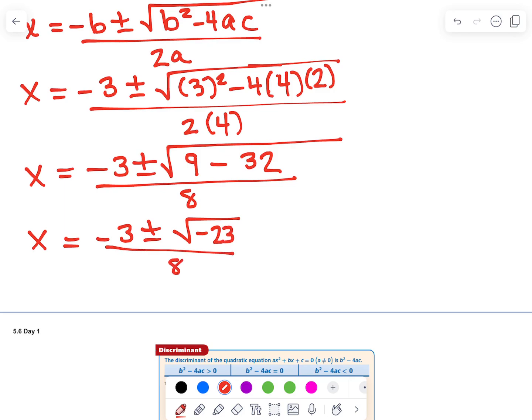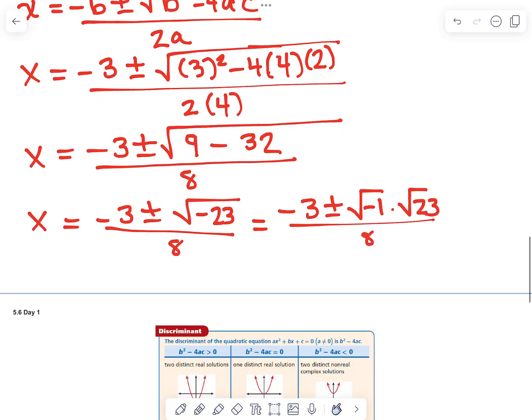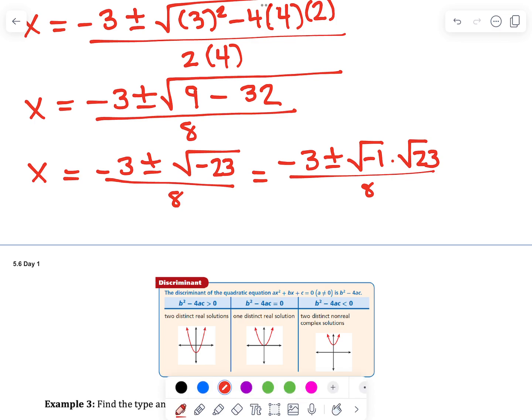So remember from previous lessons that when you take the square root of a negative number, it does not produce a real number. So we're going to separate that out into the square root of negative 1 and the square root of 23. So then our final answer is going to be x equals negative 3 plus or minus i square root of 23 all over 8.